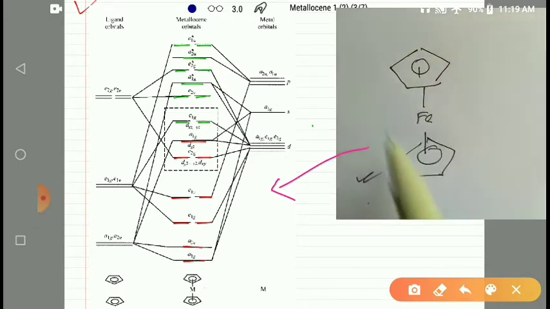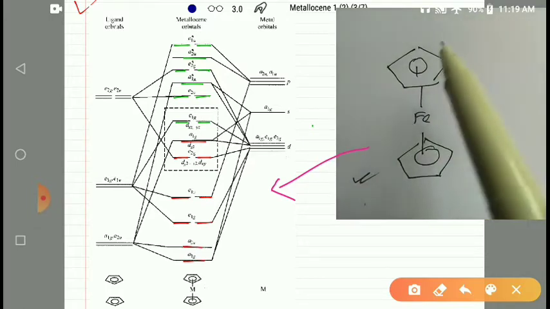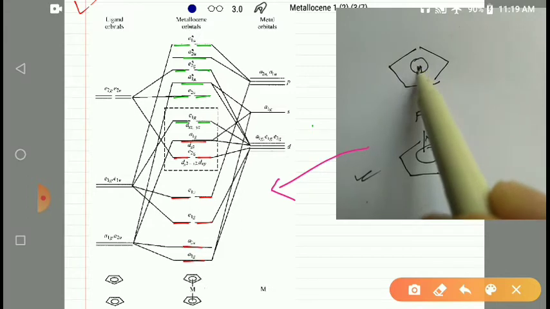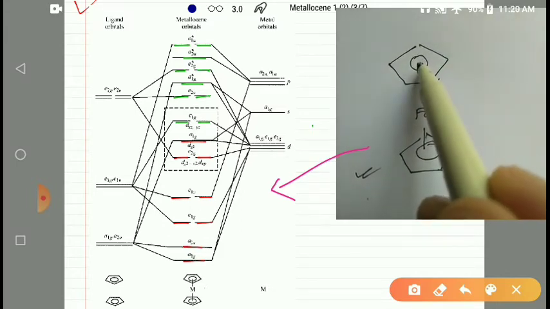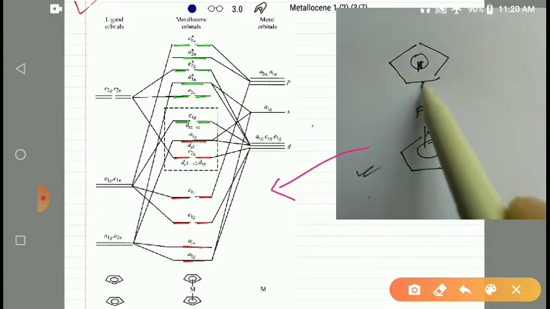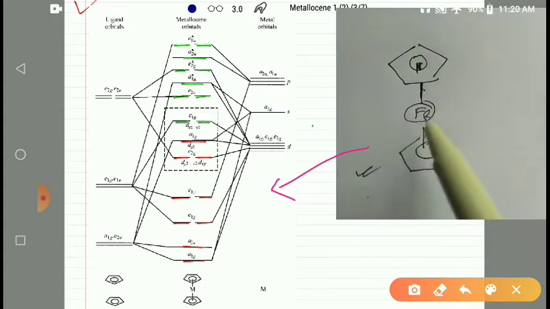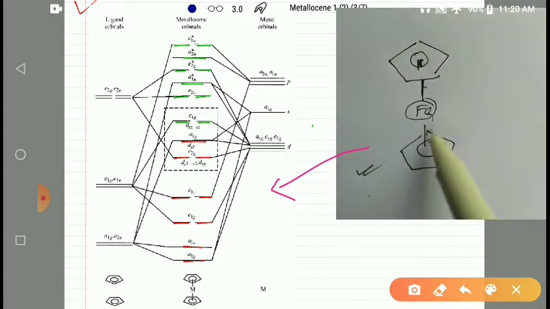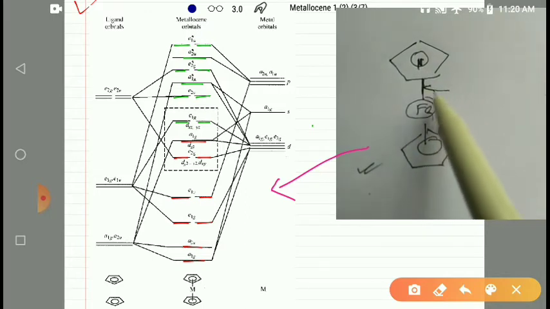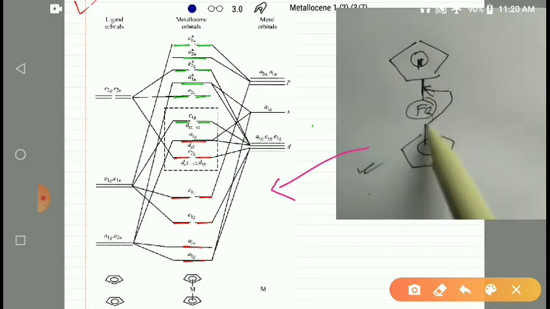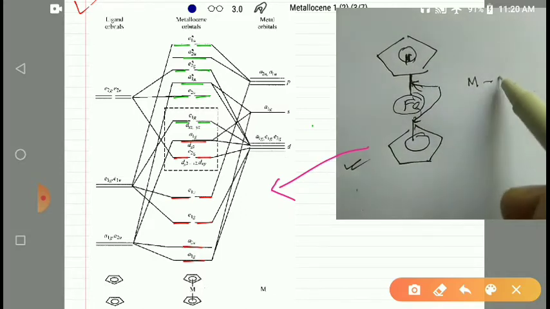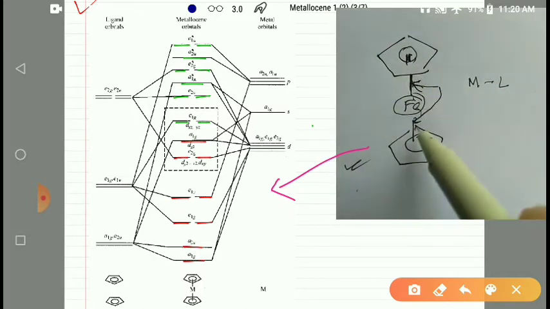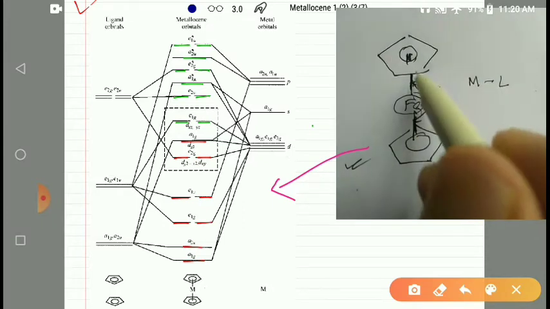So actually we are trying to find out the molecular orbitals, that means the bond between the metal and the ligands. These bonds are basically the metal to ligand bonds, this bond, this bond, this bond, this bond and this bond.